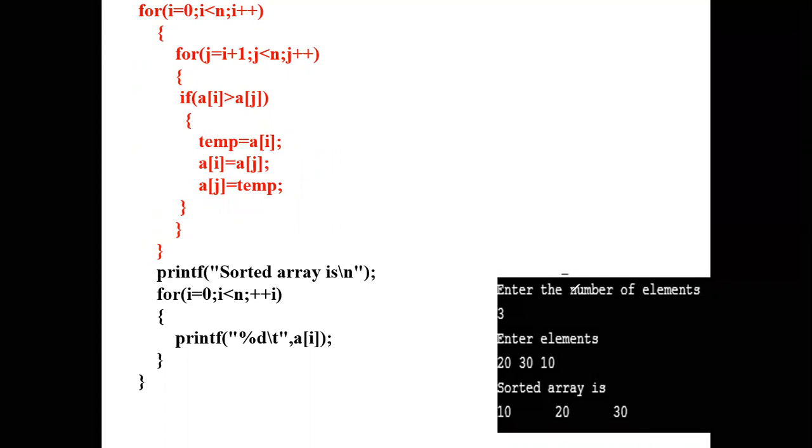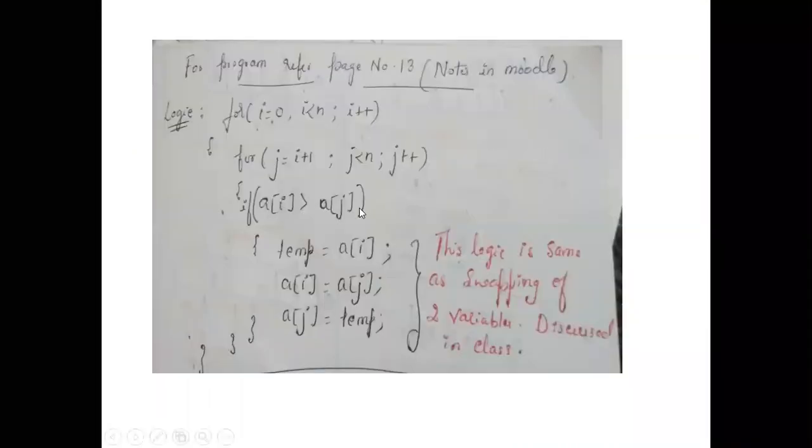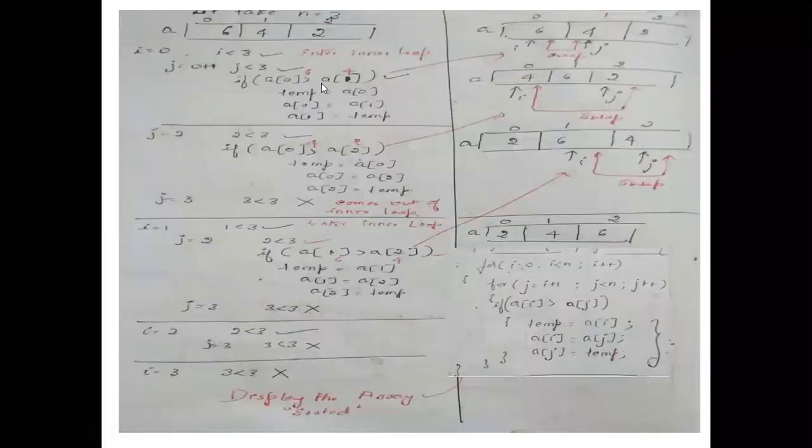Now this is a sample output. We are entering 3 numbers. Enter the array elements 20, 30 and 10. When you execute this program, the sorted array is 10, 20 and 30. So this is the logic we are using. This is the example, and I have pasted the logic here.